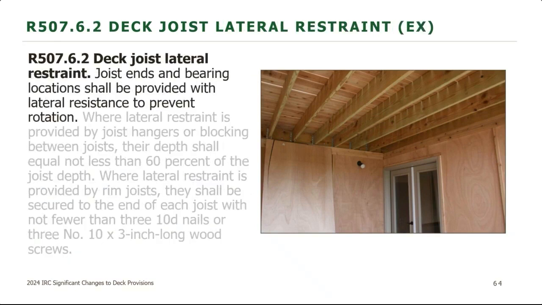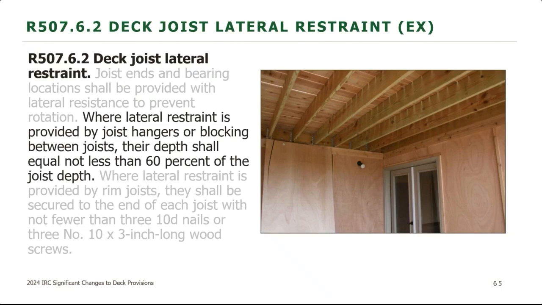And then the lateral restraint, the ends of the joist need to be provided with some sort of lateral restraint to prevent rotation. Typically, the joist hangers are going to provide that if you have that, but you can also do it with blocking between the joists. And make sure that the depth of the joist or the joist hanger or the blocking is not less than 60% of the joist depth.